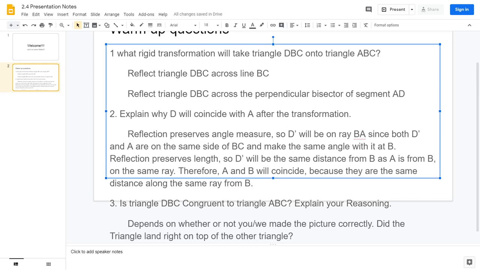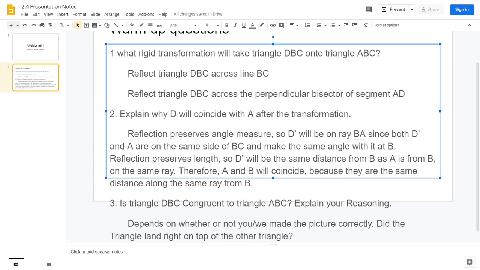So, essentially, here are a few possible answers for these. For the rigid transformation, you could reflect DBC across line BC, or you could also reflect DBC across the perpendicular bisector of segment AD. Okay, those would be two options, both of them perfectly valid. Both of them work. So let's try explaining why D will coincide with point A after the transformation.